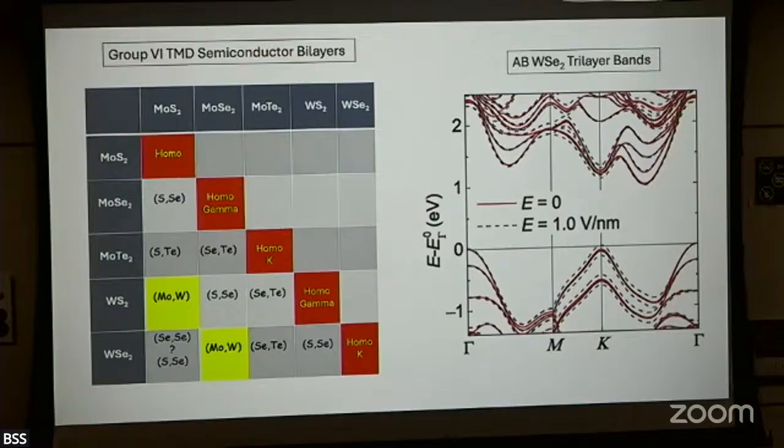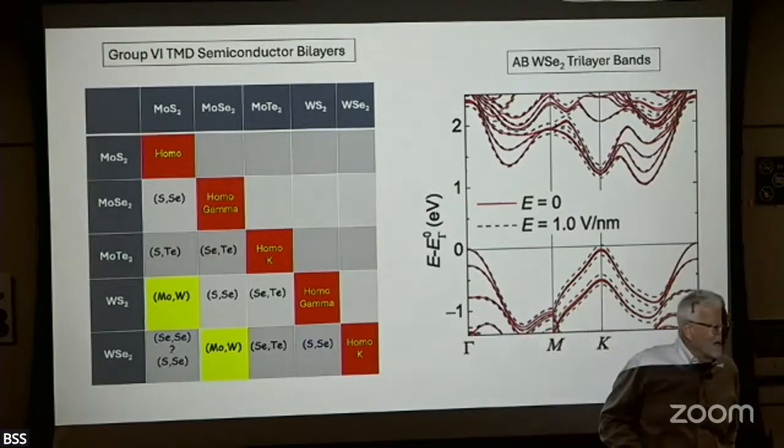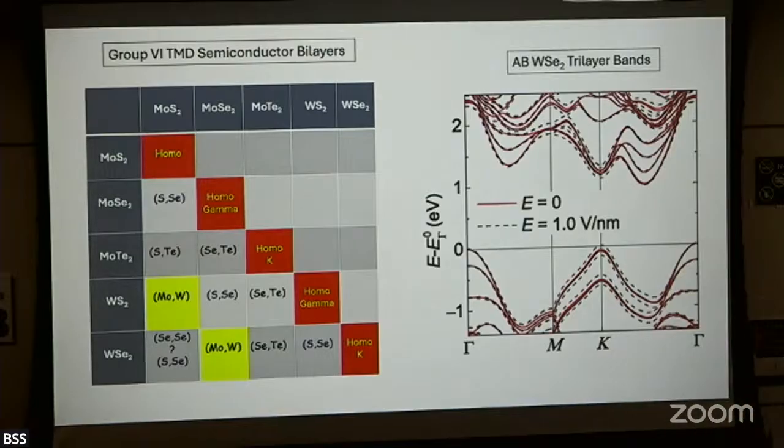We're going to concentrate on the ones in red here, which are making a bilayer where the two layers are the same material, a homo bilayer. If you have a homo bilayer, you can have a Moiré pattern just by twisting. Okay?